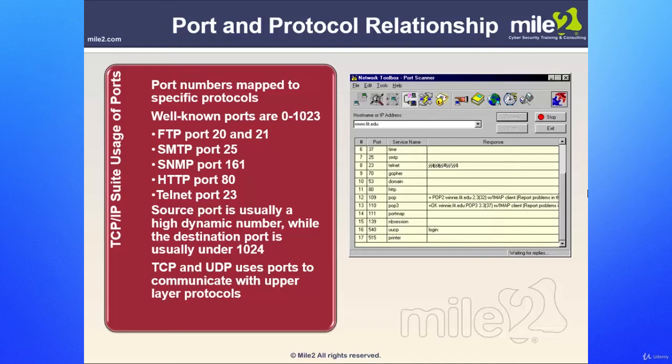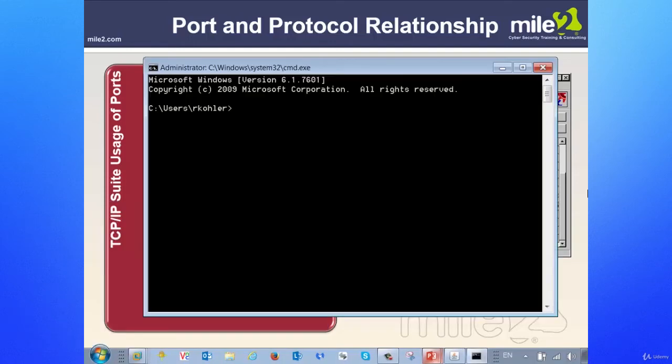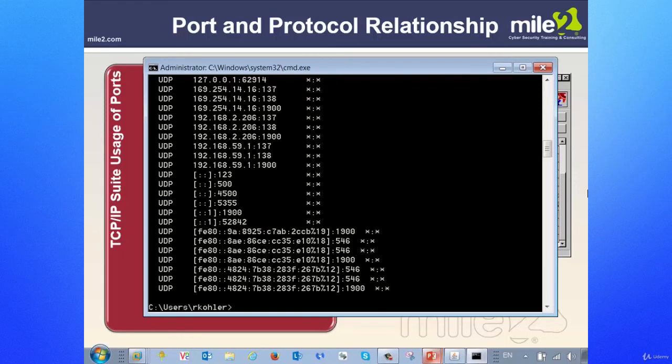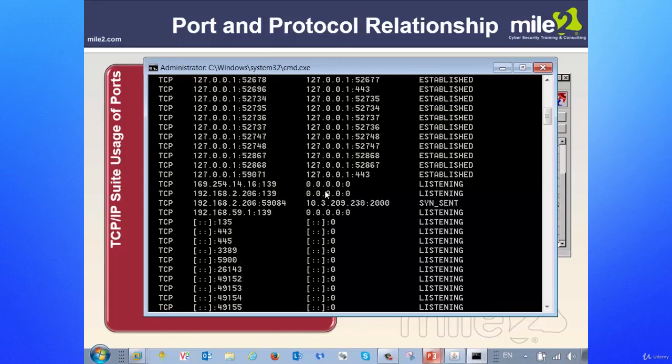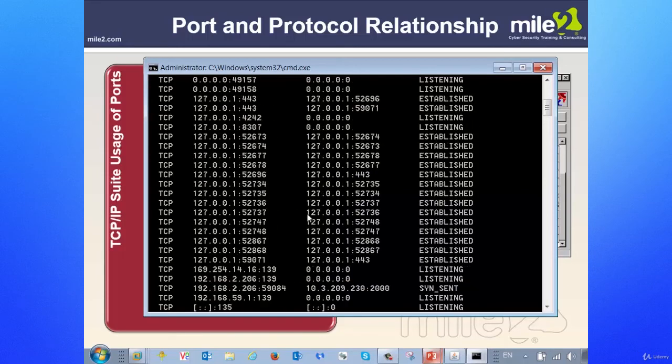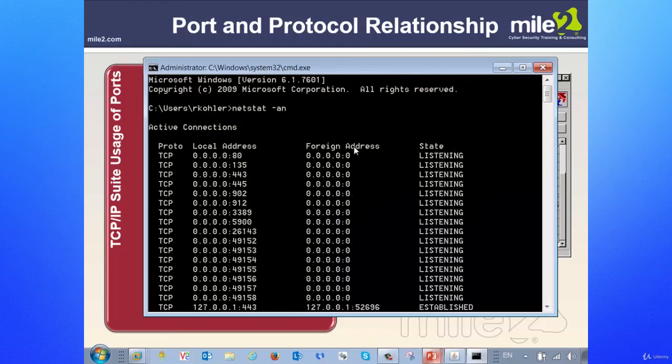Okay, anyways, the source port is usually a high dynamic number, while the destination port is usually under 1024. Now, when we say high dynamic number, we're basically talking about like a 49,000 number. So let's see if I can show you guys what I'm talking about here. If I do use a tool called netstat, for instance, and use something like netstat -an, you'll notice here it's going to show me port numbers, right? And it tells me what's established and what's listening and so forth.